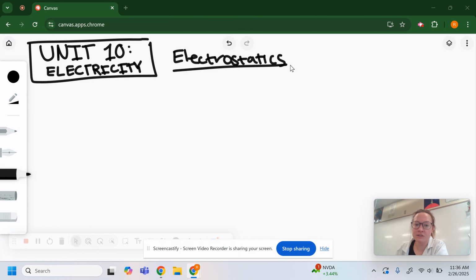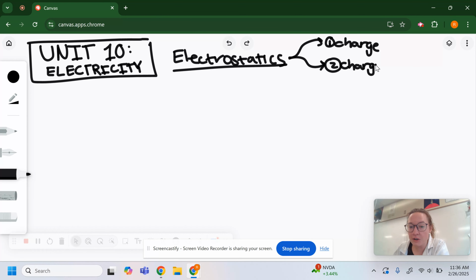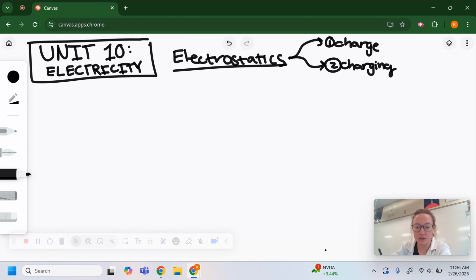When we talk about electrostatics today, we have two topics to discuss. The first topic is charge, and the second topic is charging. First, we're going to talk about charge, which is what is charge. That's pretty much going to be a review for you. We'll talk about positive charge and negative charge. Then we'll talk about charging, which is how do you actually give an object a certain charge, either a positive charge or a negative charge.